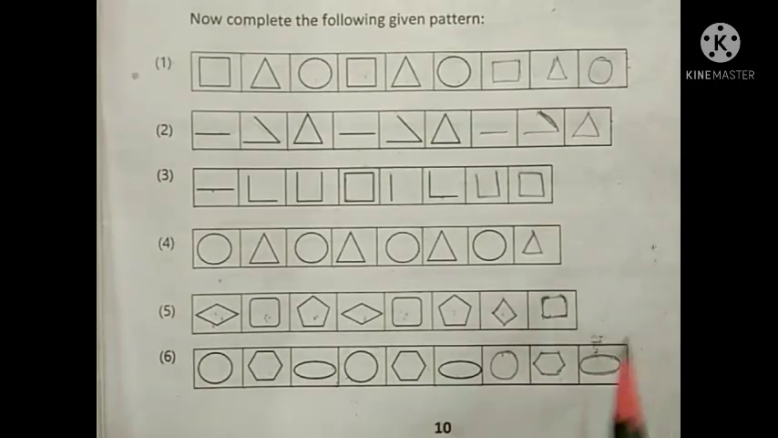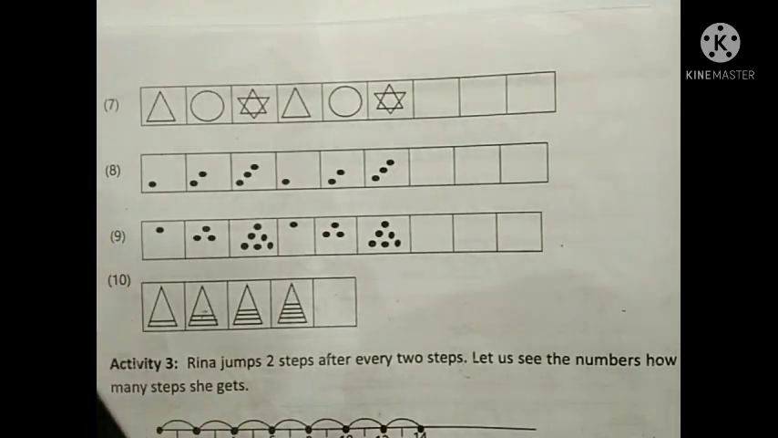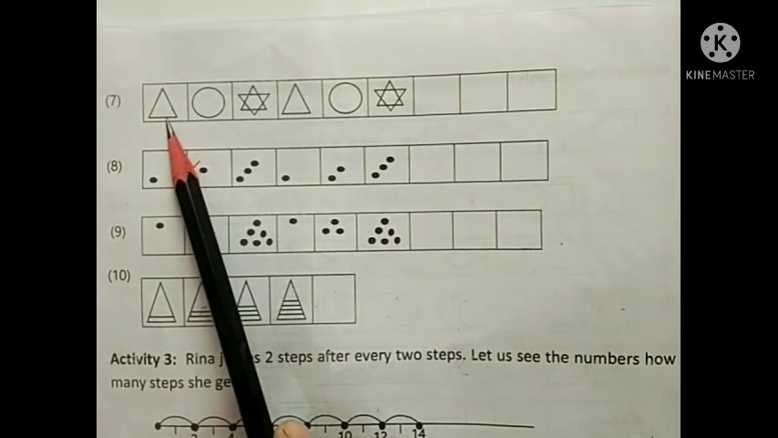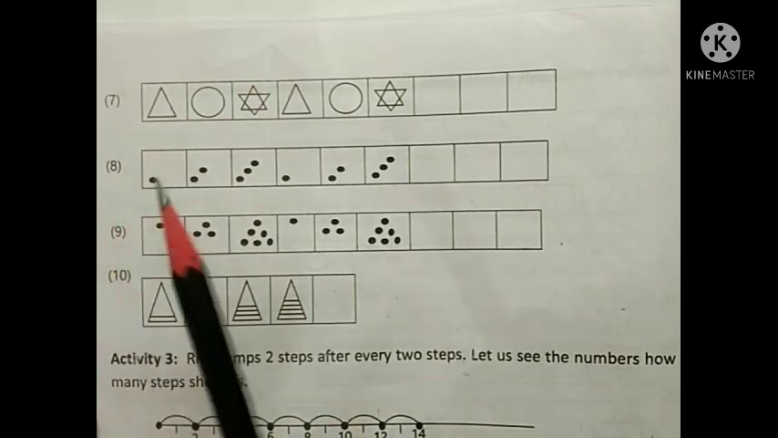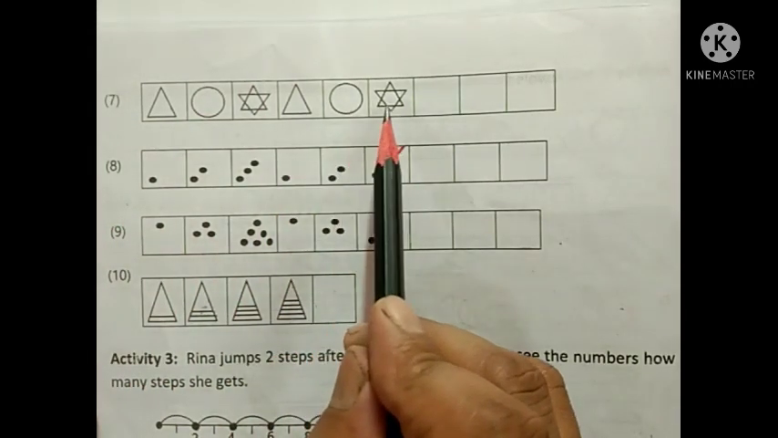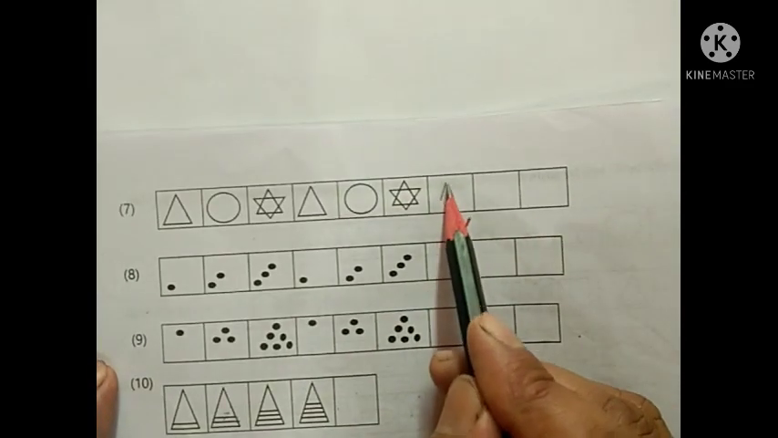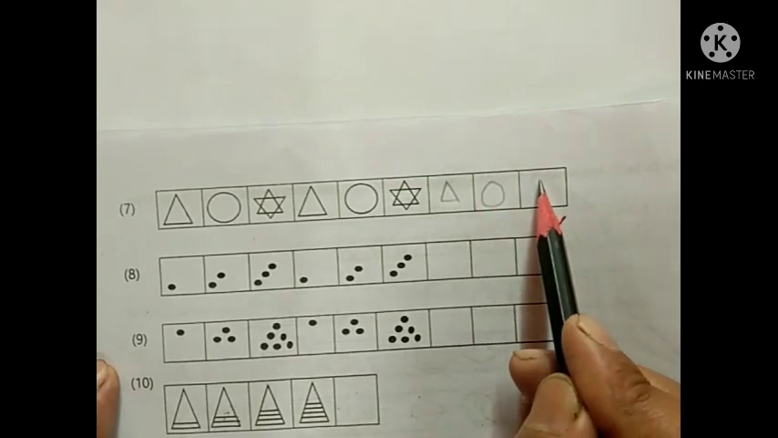Okay, finish only. So this one, very easy. Next number 7, same way: this one is triangle, this one is circle, this one is star. So again, triangle, circle, star. So next one is again triangle, then this one is circle, then next star only.